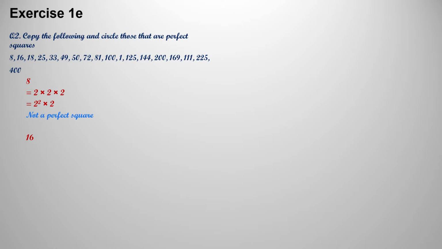What about 16? You make factors of 16 and make pairs of them. That is 2 square into 2 square is equal to 4 square, meaning 16 is a perfect square. Now you need to find out if all of these numbers are perfect squares or not. 18, 25, 33, 49, 50, 72, and so on and so forth. You need to do the exercise yourself, but I'll highlight the numbers that are perfect squares. So that is 16, 25, 49, 81, 100, 144, 169, 225, and 400.